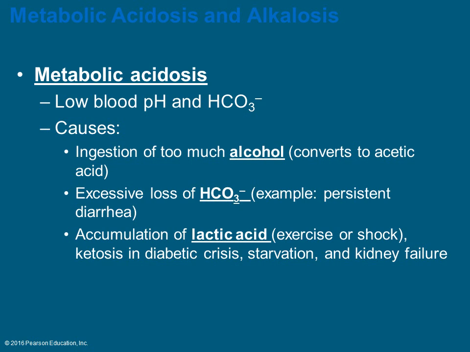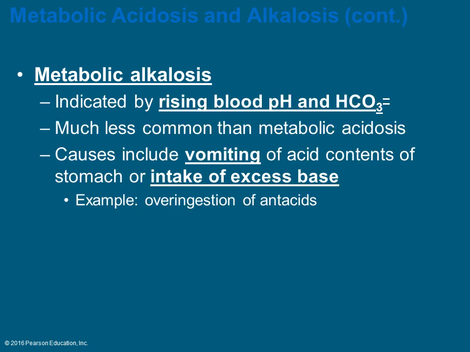Could also be due to accumulation of lactic acid. This is a very serious problem that can occur in diabetics sometimes. Can also be seen with starvation or kidney failure. With metabolic alkalosis, you have a rising pH. This is not as common. It can be due to excessive vomiting. When you're vomiting, you're getting rid of a lot of acid in the stomach. Another problem can be the ingestion of too much base, and this can be a problem if someone is ingesting too many antacids.